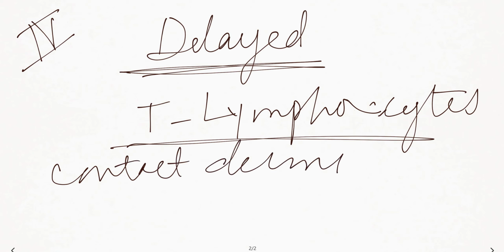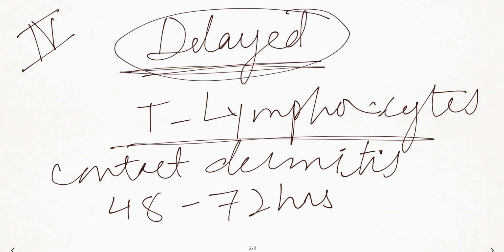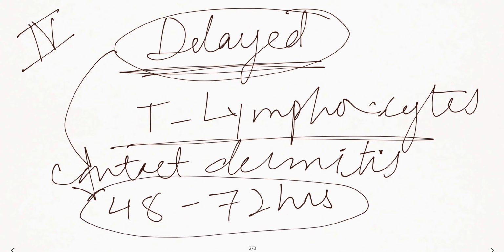example. A doctor wears gloves that contain powder, and after 48 to 72 hours, this lady or gentleman doctor develops itching and blackish discoloration and some rash and so on. So it is delayed because the signs and symptoms develop after a while, after hours or sometimes after days.